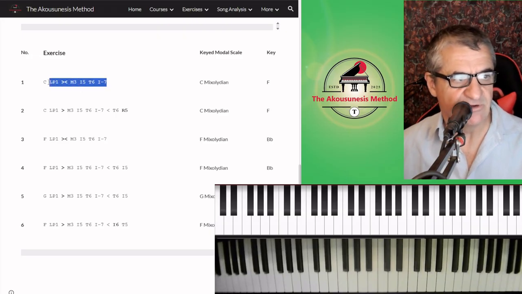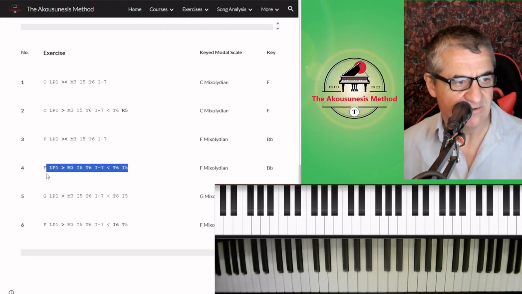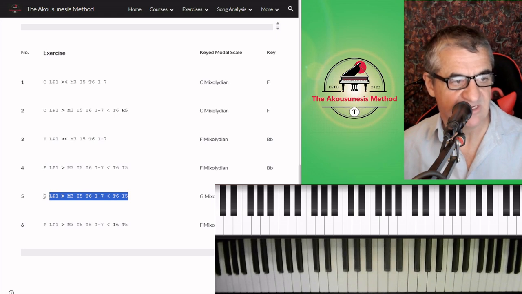So let's have a look. The pattern here and the pattern here is exactly the same, but it's just applied over a different key. So the finger numbers all line up. The pattern here and the pattern here is the same, applied over a different key, so all the finger intervals are all the same.